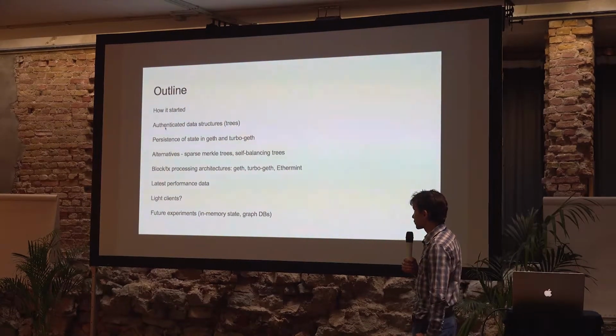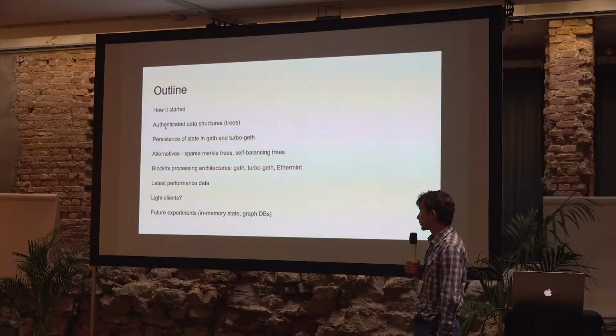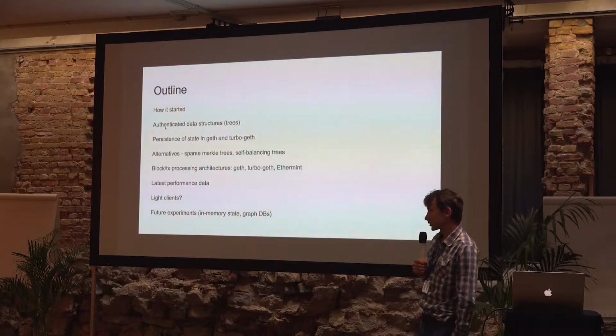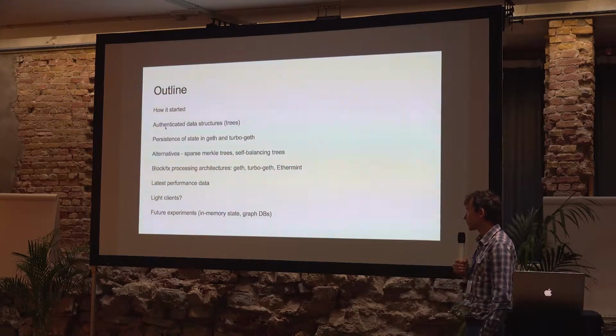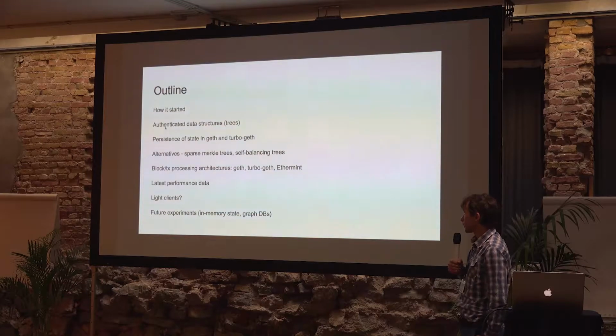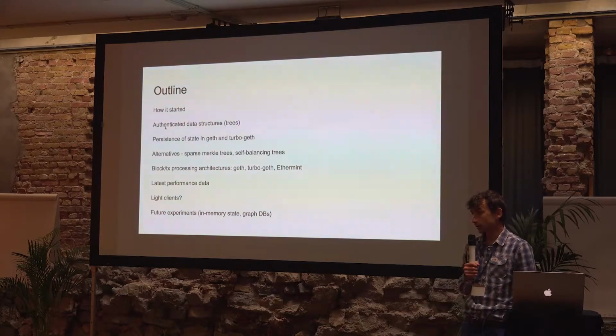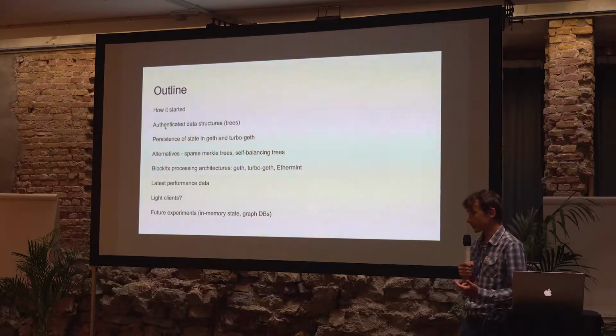So this is the short outline. I will skip very quickly through how it started, because I already showed it in Toronto. And we're going to skip quickly through authenticated data structures. There is a little bit more there than last time. Then we compare how the state is persisted in Geth and TurboGet. This is the crucial bit. This is where the biggest difference is.